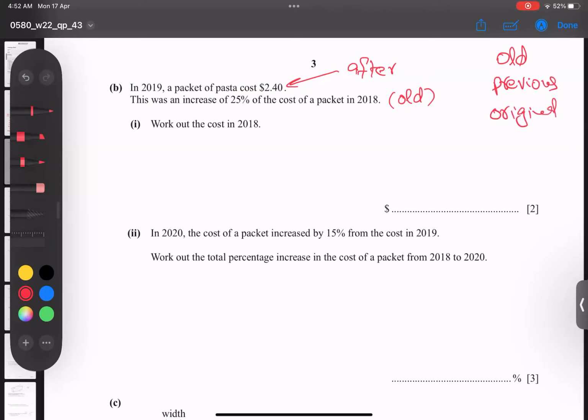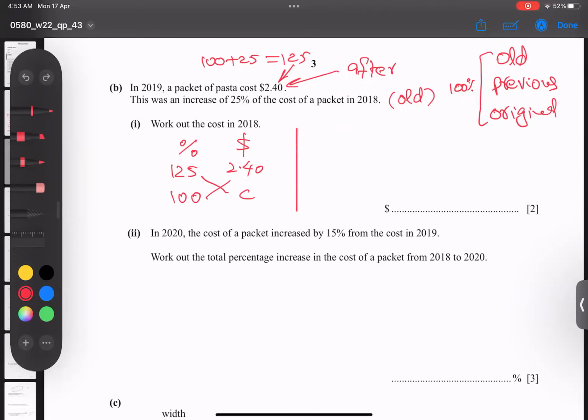we always take it as 100%, make sure. Okay, 100%. So it means this is after a 25% increase. So in 100, if I add 25, it becomes 125. So this is 125%. So I think we can use percentage and dollars. Okay, so it means 125% is equal to $2.40, and I want to find out the original value. So 100 equals cost, C for cost of original. Original means 2018.